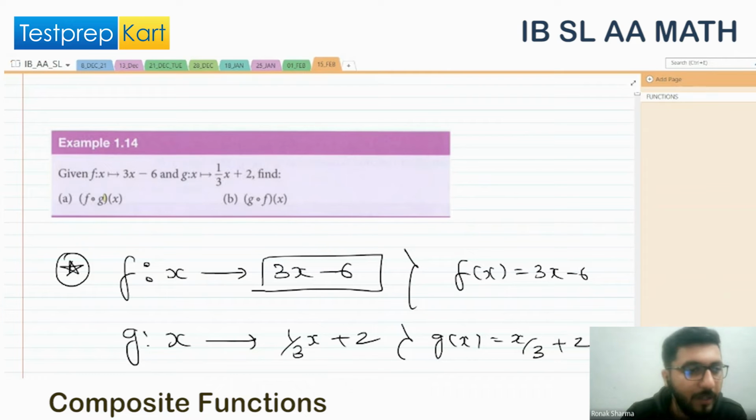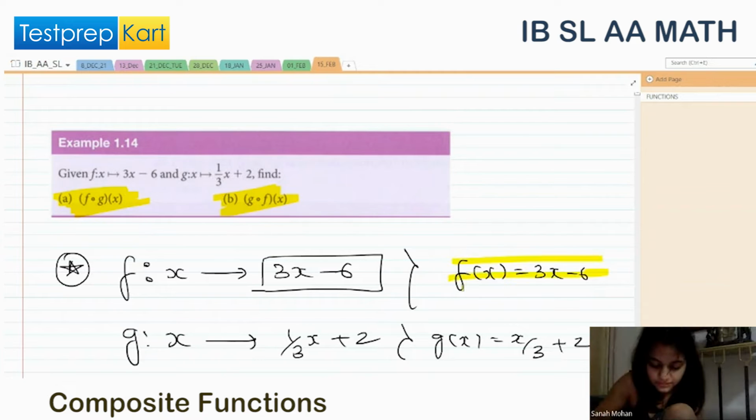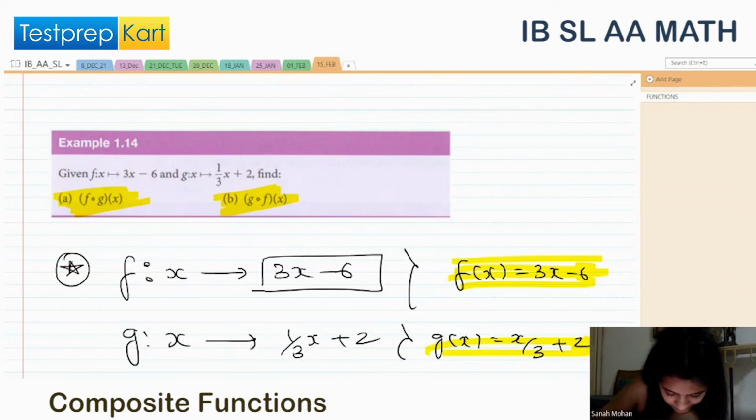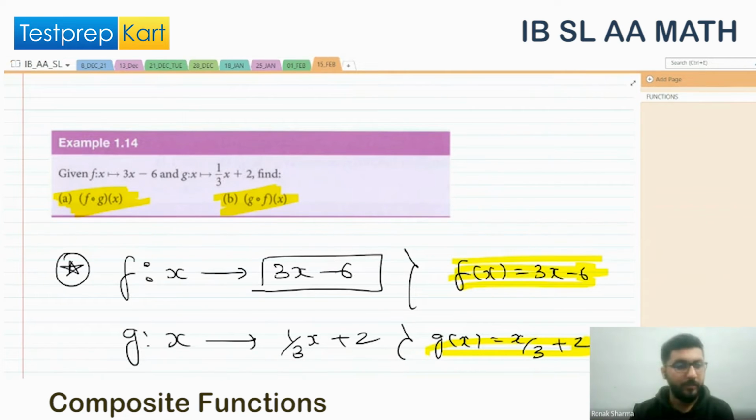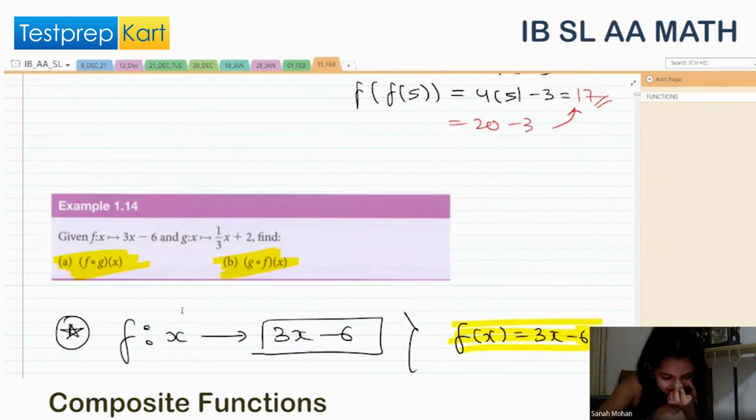Now tell me what will be the answer for A and B, if you have got it. Done or not getting it? I don't really get it.